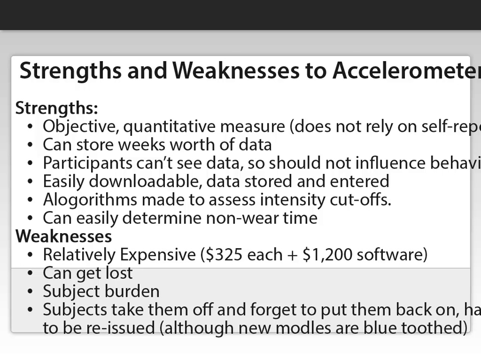So let's talk about some strengths and some weaknesses of accelerometers. The strength is it's an objective and quantitative measure. It doesn't rely on self-report. You get a fairly accurate measure of what they're doing throughout the day. They can't modify that. They have no way of breaking into it to change it. Now, I will say that some of our participants have put it on their dogs before, but it's pretty easy to tell when that's not an actual person because it's moving all over the place. It can store up to weeks' worth of data.